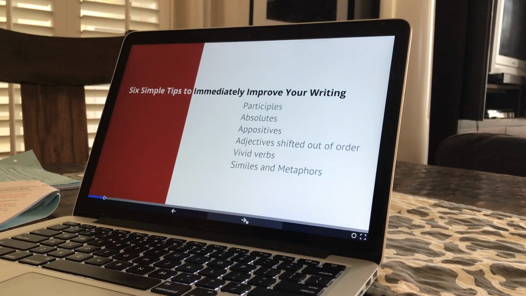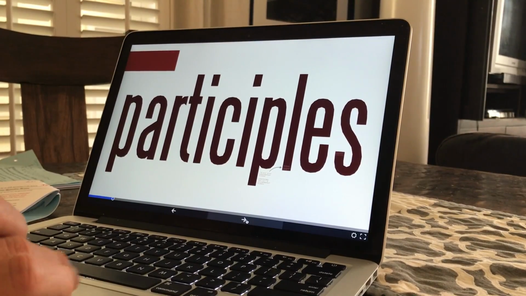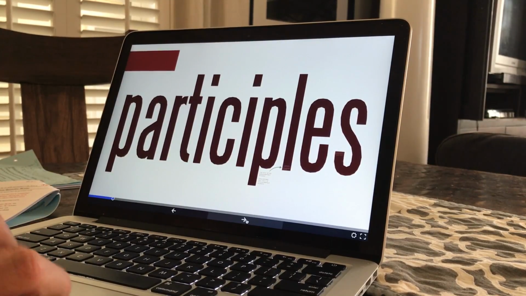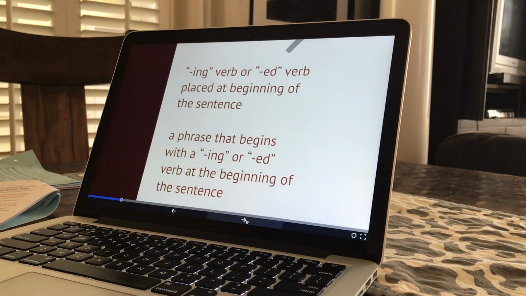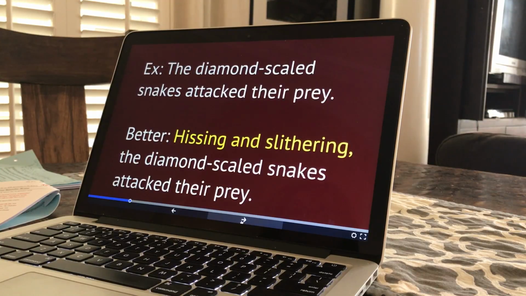But before you add them into your narrative, we're going to practice using them. Some are familiar and some are not. The first one we're going to look at is participles. If you remember when we played basketball last year, we talked about verbals. They're words that sound like verbs, but they act like nouns or modifiers. So you're going to be looking at an ing verb or an ed verb placed at the beginning of a sentence, or a phrase that begins with ing or ed at the beginning of a sentence. For example, the diamond-scaled snakes attacked the prey.